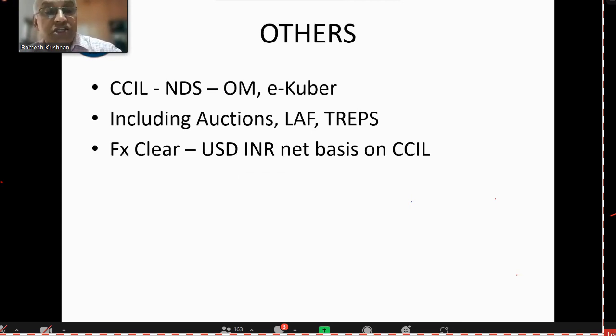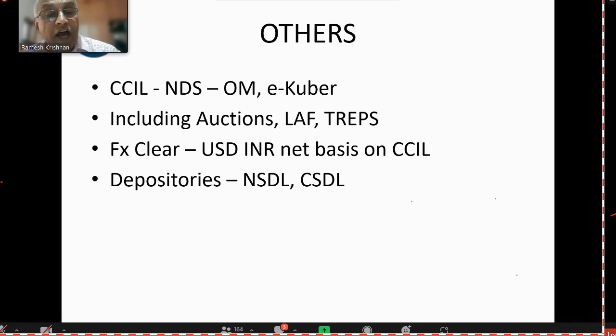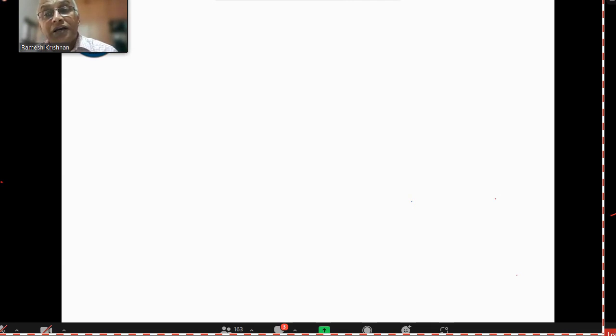And TREPS also happens on CCIL. And FX-Clear is another product. If you log into CCIL and see, there will be F-TRAC for your CD, CP and all, and there will be FX-Clear for your USD-INR and other cross-currency trades. And they are reported for settlement on a net basis on CCIL. And we have the back-end depositories where your CD, CP or equity shares are all held. The main 2 depositories are the National Securities Depository Limited and the Central Depository Services Limited. So if a question comes, you should be clear. CCIL is a central counterparty and a clearing agent, whereas NSDL and CDSL are depositories.